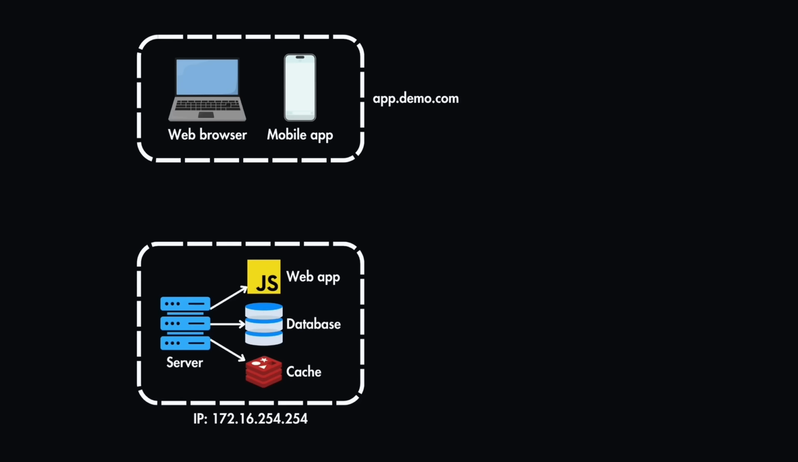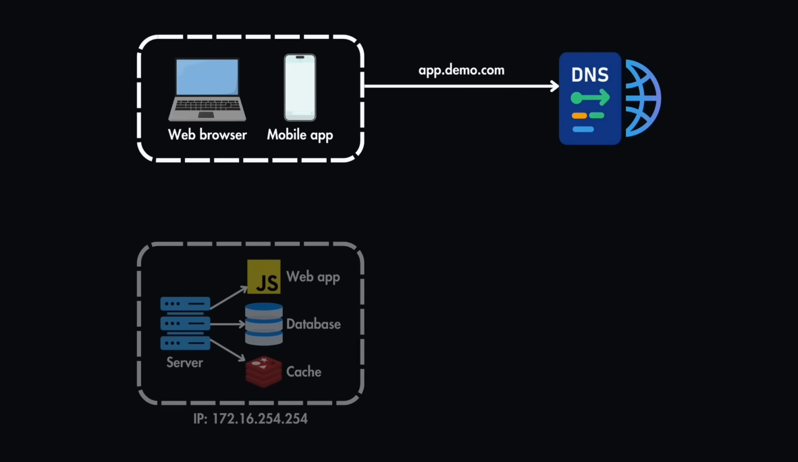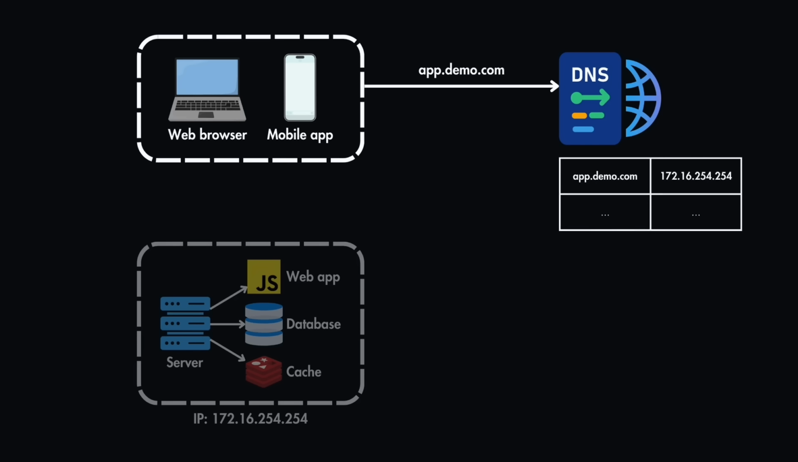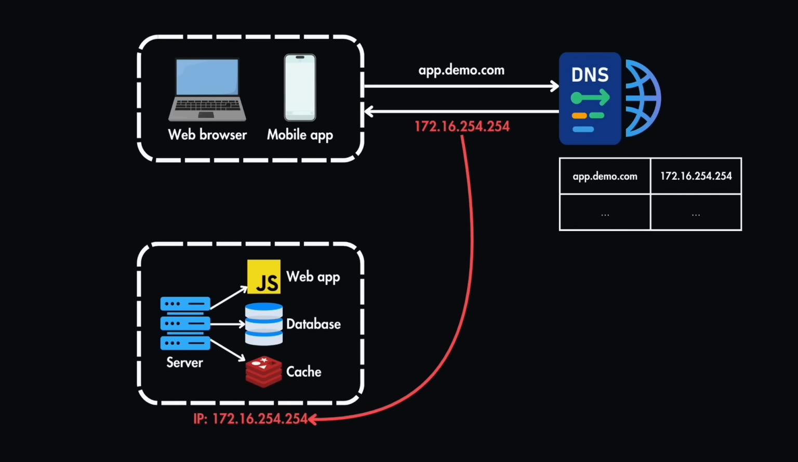Let's say it's app.demo.com. So if they just type this domain name and hit enter, their web browser, for example, will contact the DNS, which stands for Domain Name System. This is a provider which maps the domains to the IP addresses. And in our case, let's say our domain name is mapped to the IP address, which is the server's IP address that we have. So now this DNS provider will send the IP address back to the web browser or to the mobile app, to our clients.